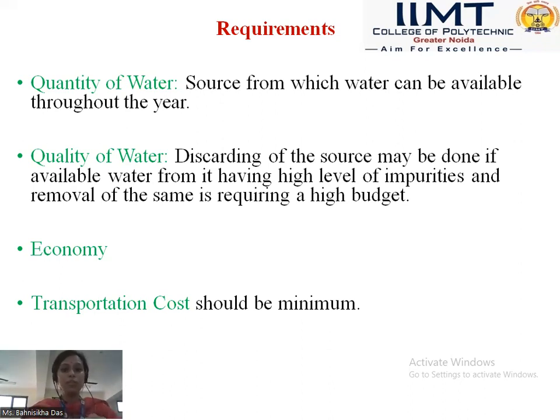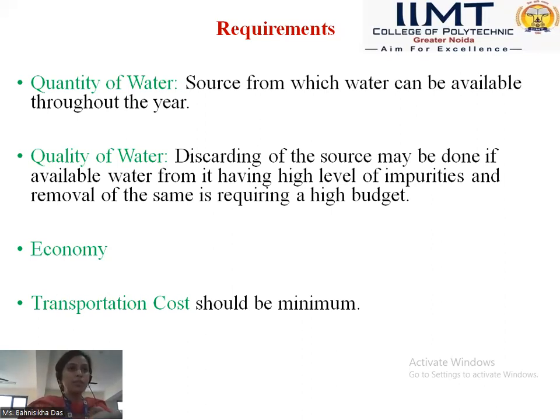So we have to also see whether that source is available in the nearby areas with sufficient quality and quantity or not, because the economy will depend not only on the quality of water, the economy will also depend upon the transportation cost, or how far the source is. Because if the source is available in a very far place, then the entire cost will go in transporting the water from the source to the treatment plant, because we will have to construct such structures for carrying the water, such as canals, or we may have to construct pipelines for transporting the water from the source to the treatment plant.